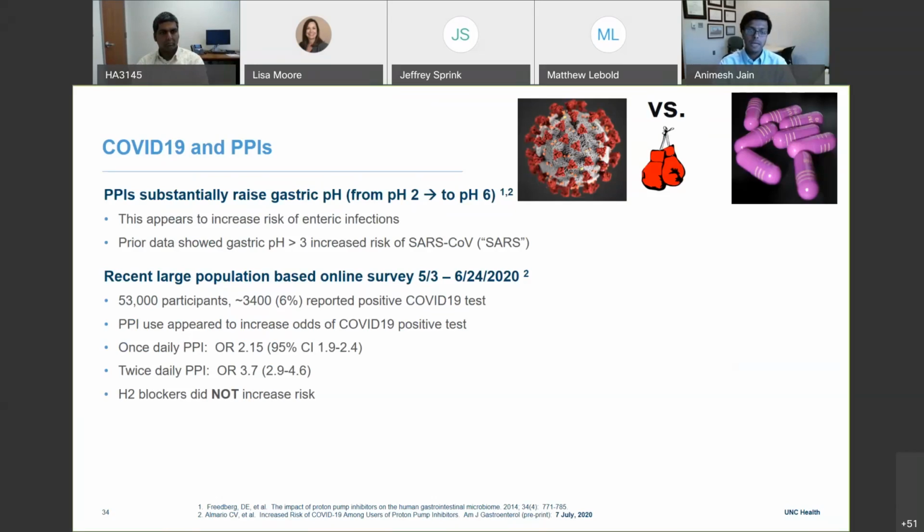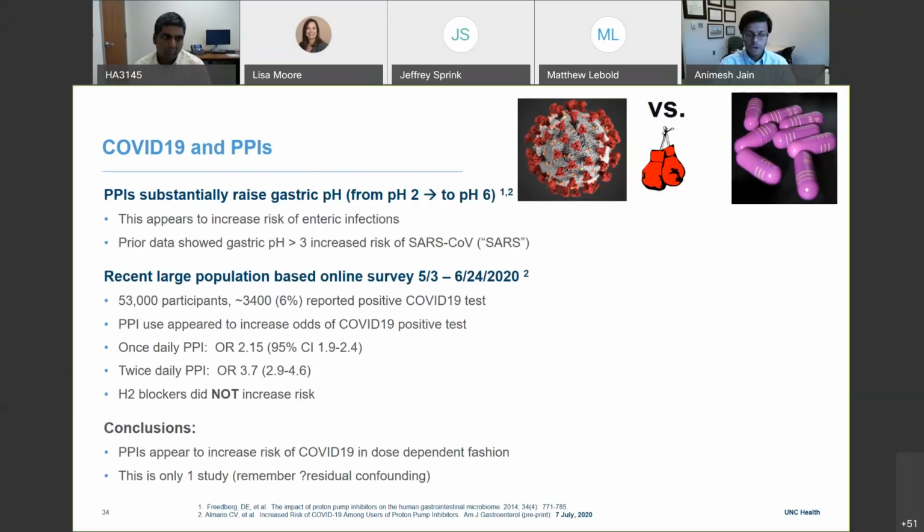And what they found is that patients on once daily PPI had an odds ratio of approximately 2 for getting coronavirus. And patients on twice daily PPI had an odds ratio of about 3.7 of getting coronavirus. Interestingly, H2 blocker use did not appear to increase the risk of coronavirus. So from this study, it appears that PPIs do seem to increase the risk of getting COVID-19, and there is a trend for a dose-dependent relationship.